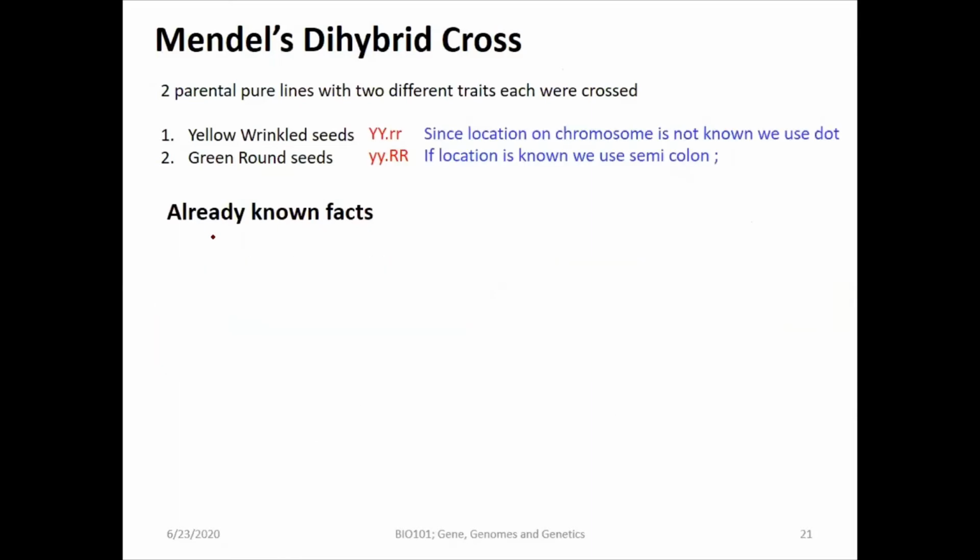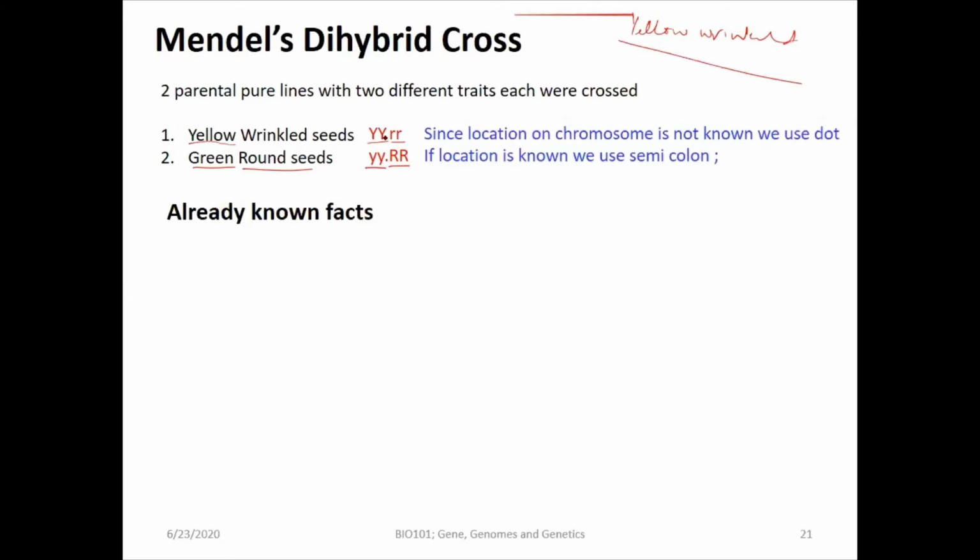In the experiment he did, he said, okay, I'm going to take parents that are yellow wrinkled and green round. We know from our monohybrid cross that yellow is dominant, so the genotype is double Y, and wrinkled is recessive, small r, small r. Green is recessive, small y, and round is dominant, capital R, capital R.